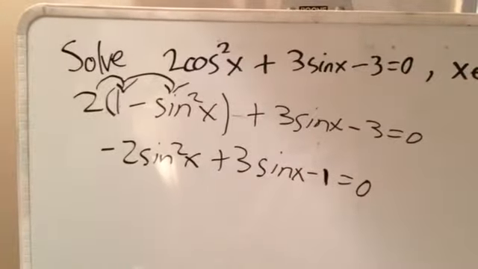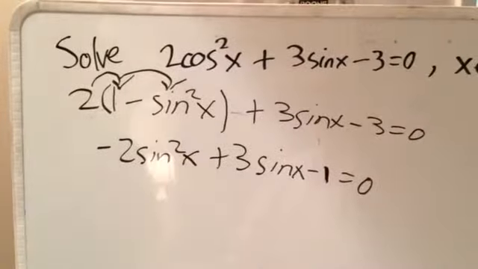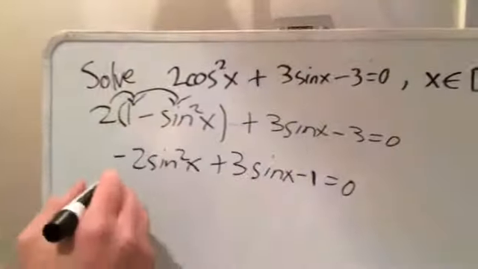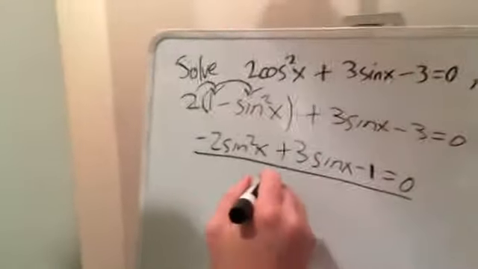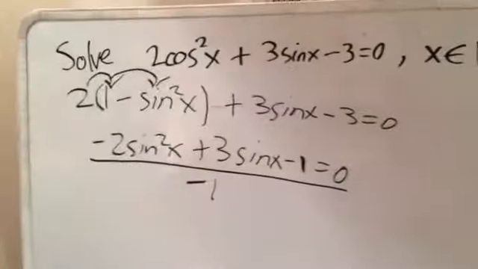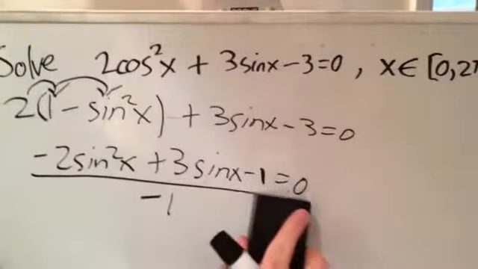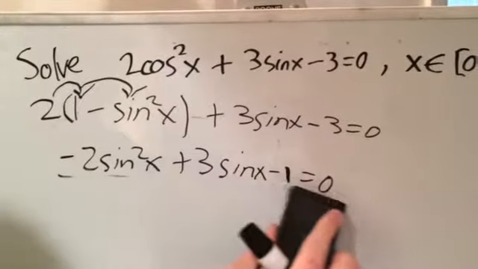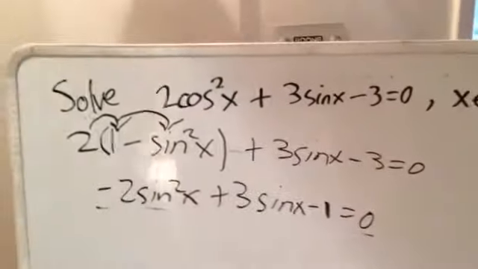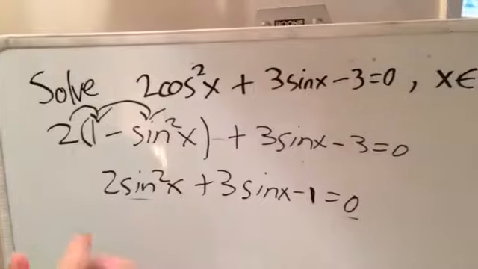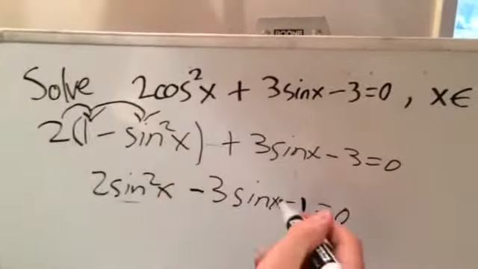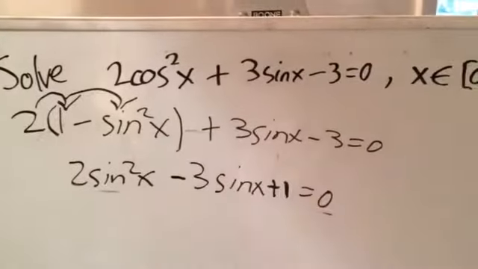So now we basically have our full problem. And then to make things a little easier, we want a positive coefficient on the square term. So we'll divide the whole thing by negative 1. And then this will get us, we'll just change the signs. So positive 2 sine squared x minus 3 sine x plus 1 equals 0.